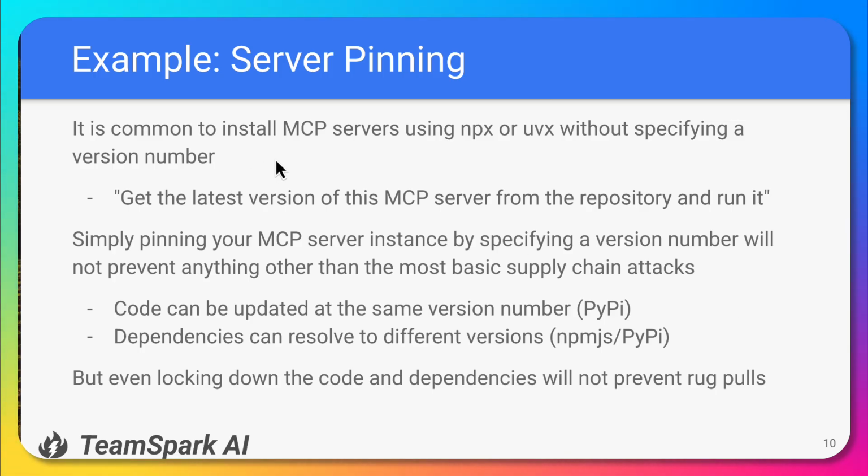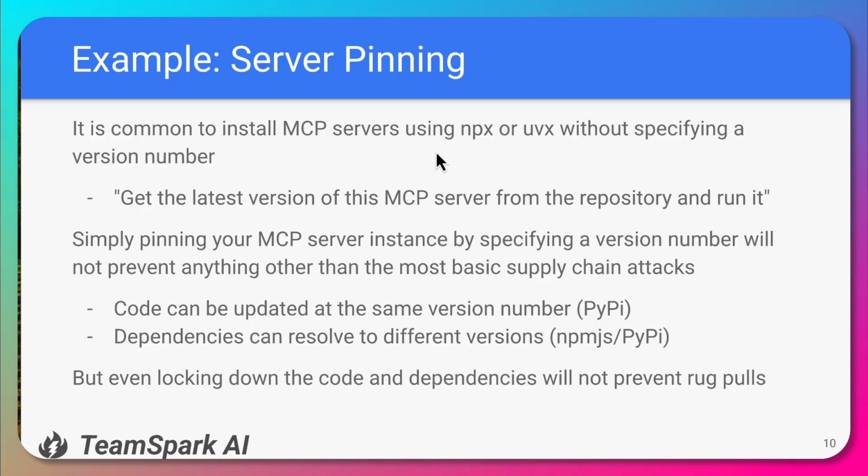So let's give an example of how this new policy engine works, and I want to specifically focus on server pinning, because in addition to just building out some good policies around it, we've actually built some nice underlying functionality that will solve this in a way that other vendors haven't done yet. It's pretty common to install MCP servers with NPX or UVX without specifying a version number. You just say, hey, I want to go run the fetch server or whatever server, and it'll just grab the latest version from the repo. That's scary in a bunch of ways. Running in a container eliminates a lot of the scariness, but not all of it.